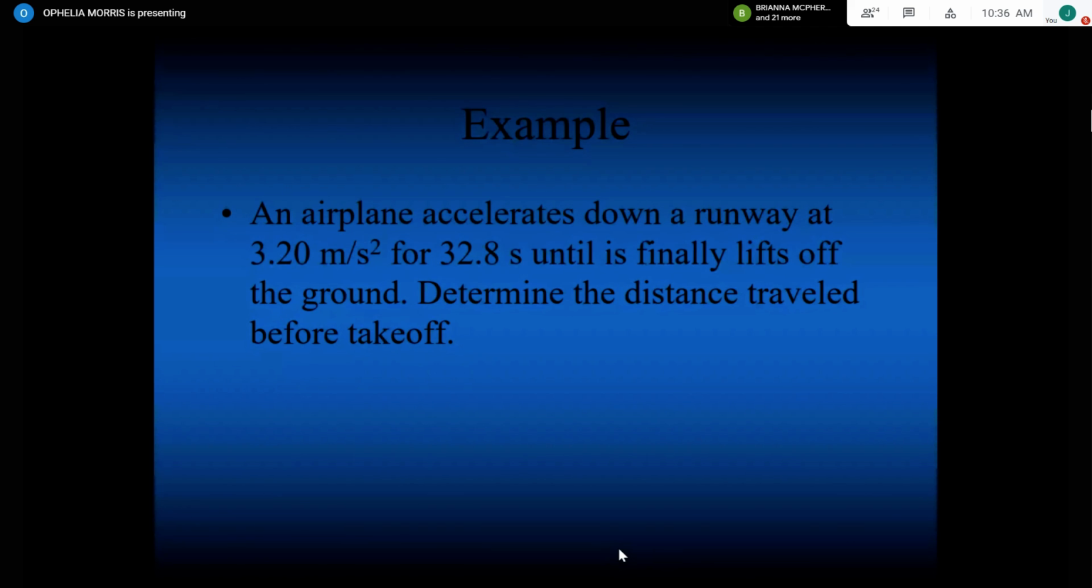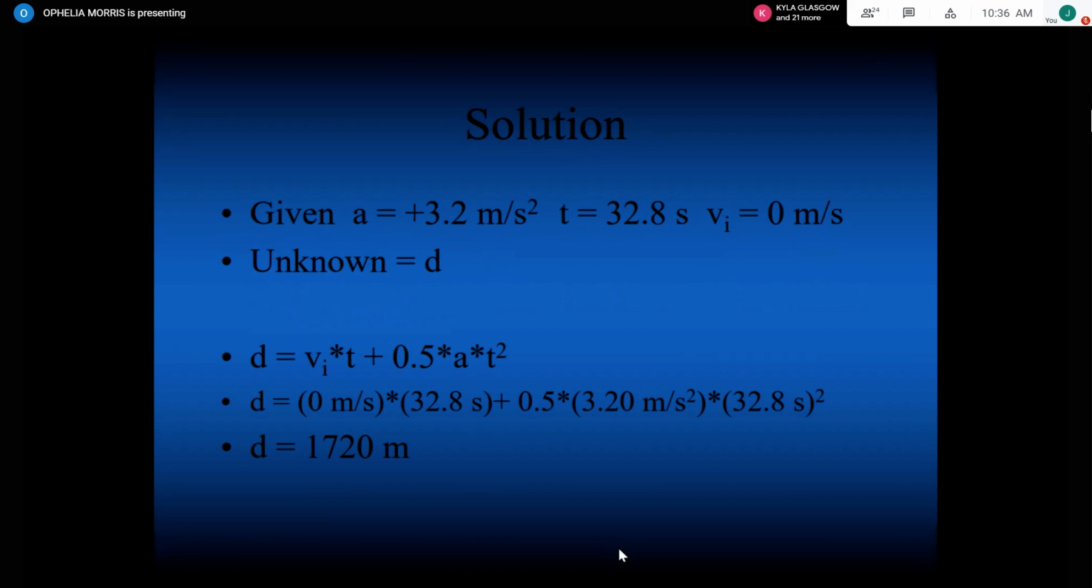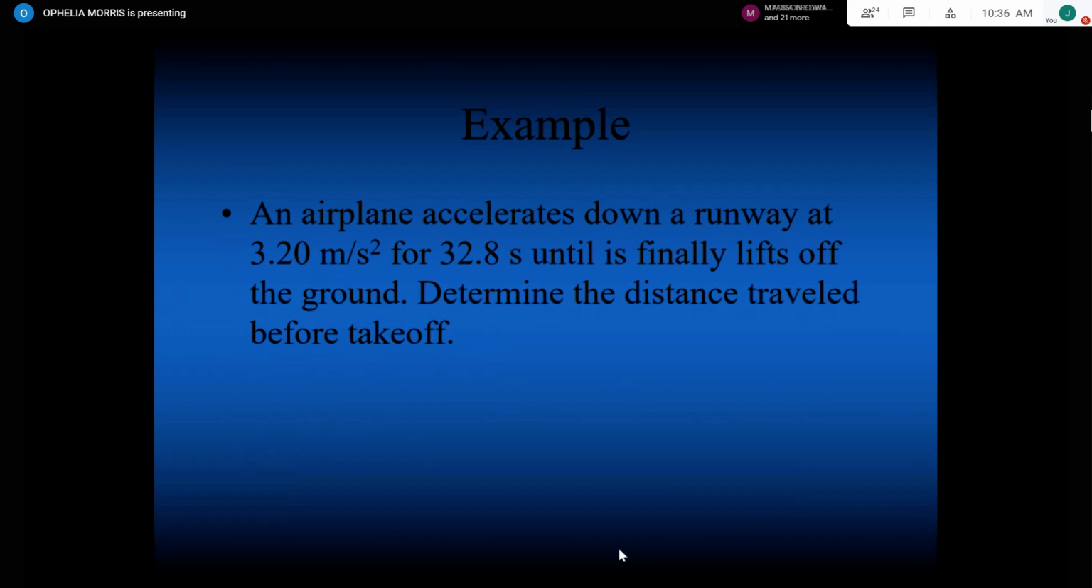It says an airplane accelerates down a runway at 3.2 meters per second squared for 32.8 seconds until it finally lifts off the ground. Determine the distance traveled. So what formula are we using, people? Anybody? The distance formula, right? So we're using this formula right here. So what did they give us? Let me go back. They gave us acceleration, 3.2 meters per second squared.